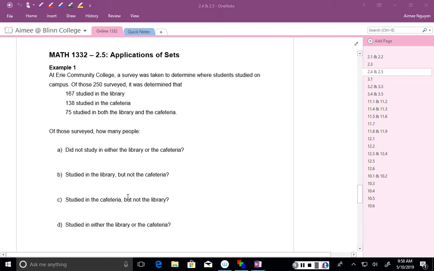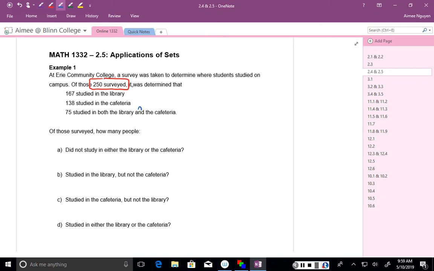So in example 1, it says, at Erie Community College, a survey was taken to determine where students studied on campus. Of those 250 surveyed, it was determined that 167 studied in the library, 138 studied in the cafeteria, and 75 studied in both the library and the cafeteria. So let's look at some important things. "And" is my intersection, right? These do not say "only" or "not," right? And so again, just like last time, be very careful with those limiting words.